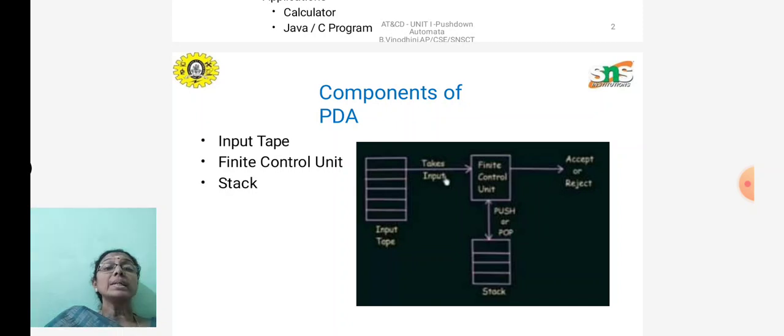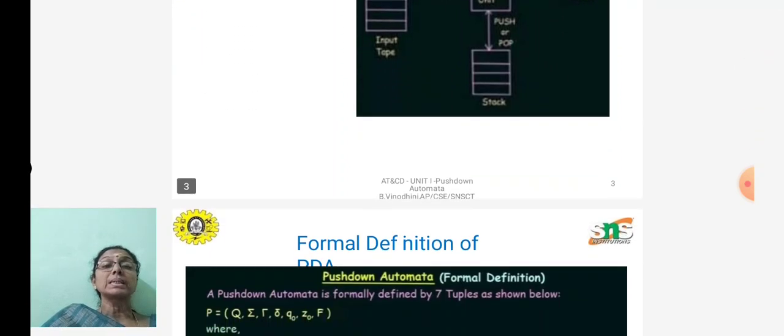In addition, we should have a stack. So this is the input tape, and the final control unit is a finite state machine. Next is followed by the stack. The stack is used for storing the elements in memory. Finally, based on these, we have to find out whether the given string is accepted or rejected. So the components of the pushdown automata are the input tape, finite control unit, and stack.